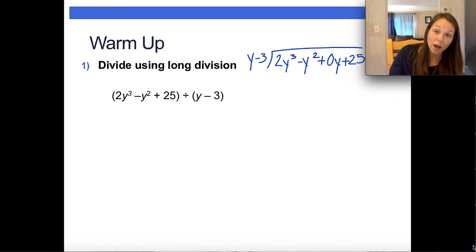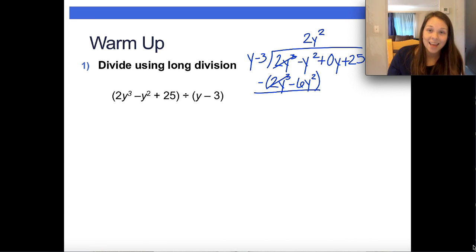Y times what gives us 2y cubed? Well, that would be 2y squared. Multiplying the 2y squared by the divisor would give us 2y cubed minus 6y squared. 2y cubed minus 2y cubed is 0. Negative y squared minus negative 6y squared. That turns into negative y squared plus 6y, which is a positive 5y squared, and carrying down the 0y.